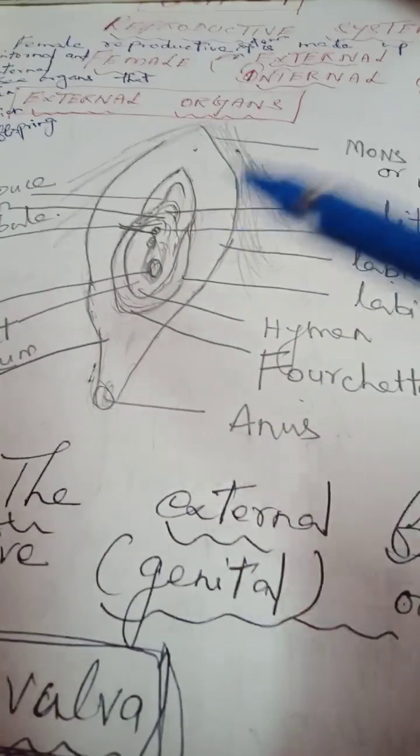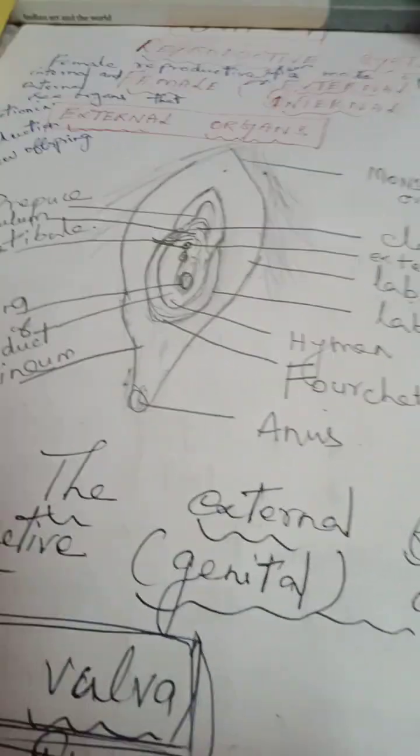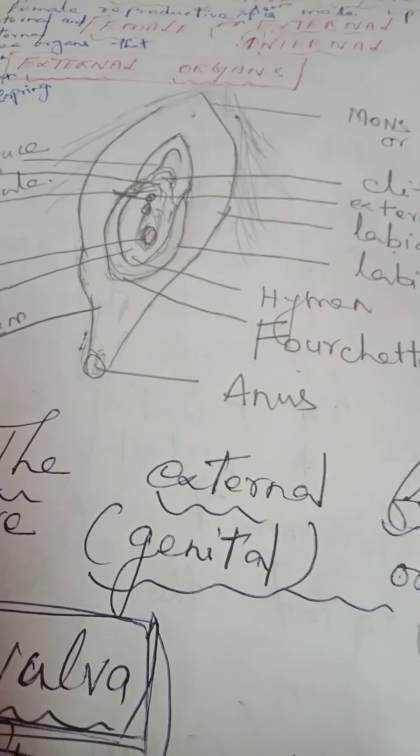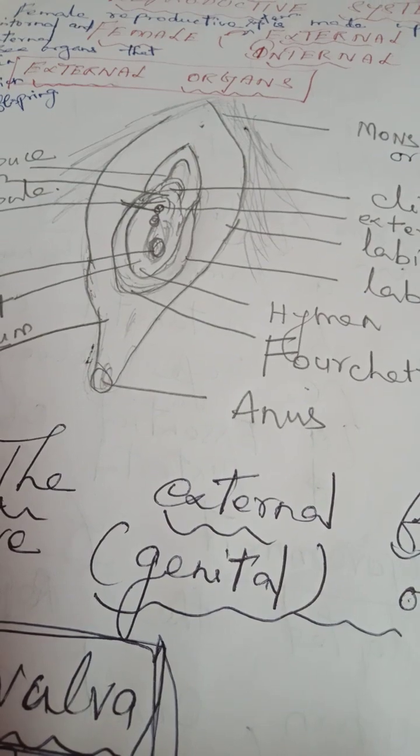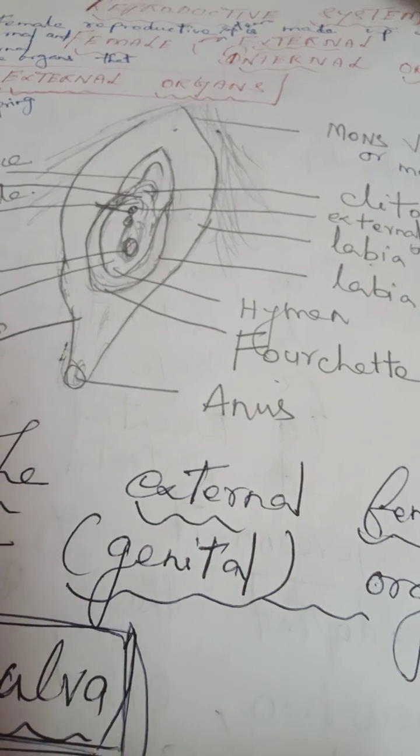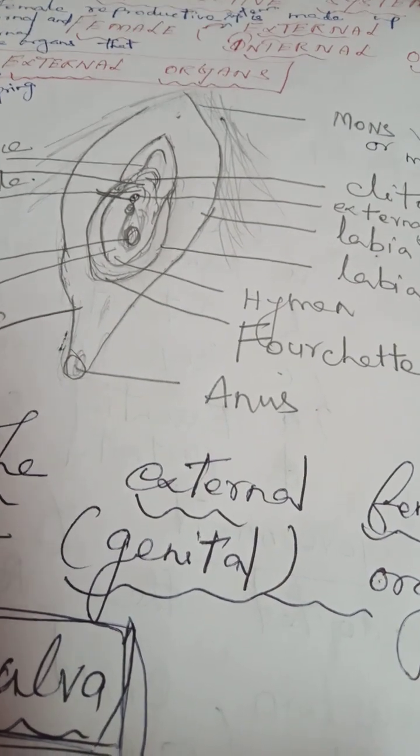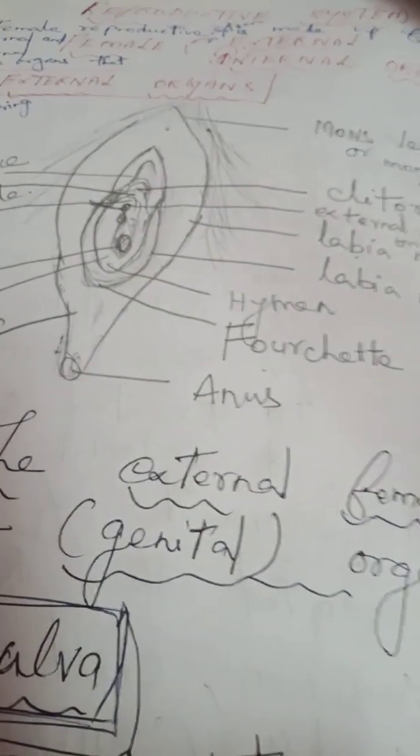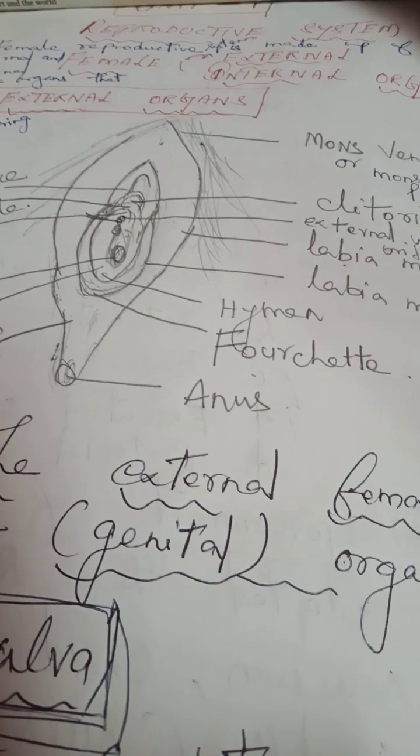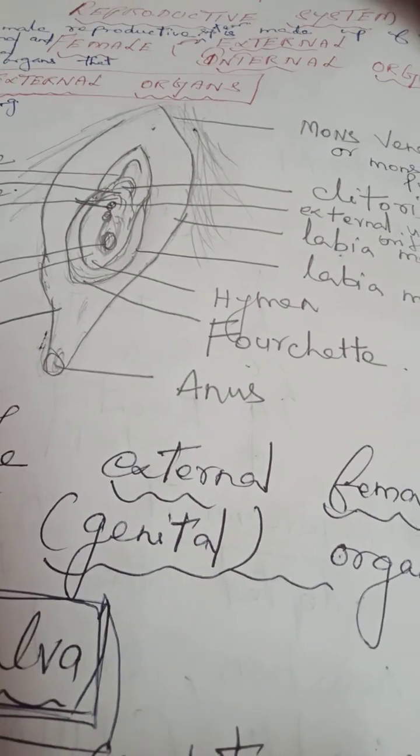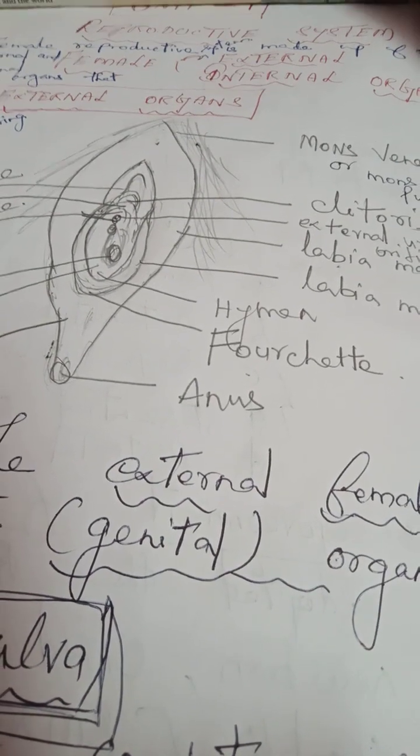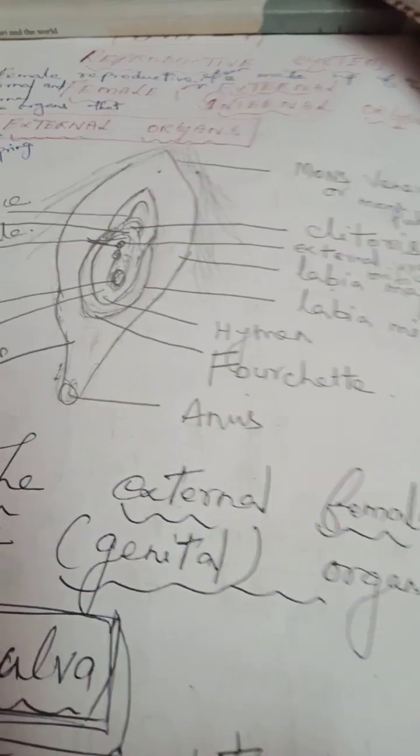Next one is clitoris. This is the clitoris. It is a small rudimentary organ corresponding to the male penis. It is extremely sensitive and highly vascular and plays a part in the orgasm of sexual intercourse.